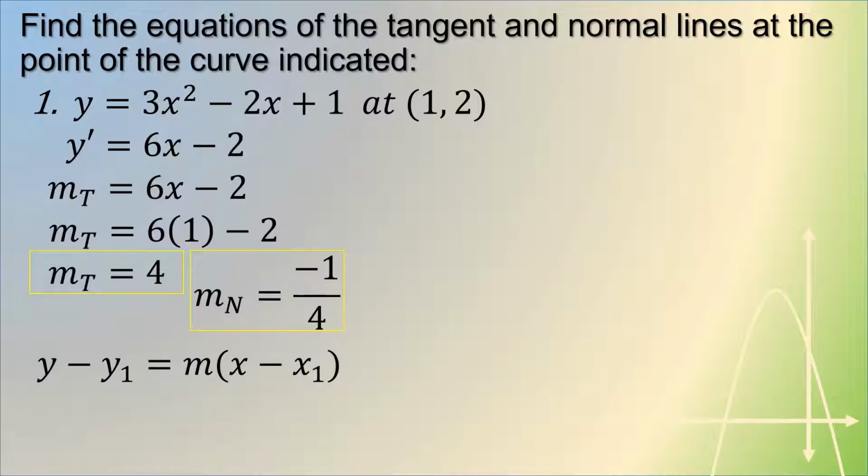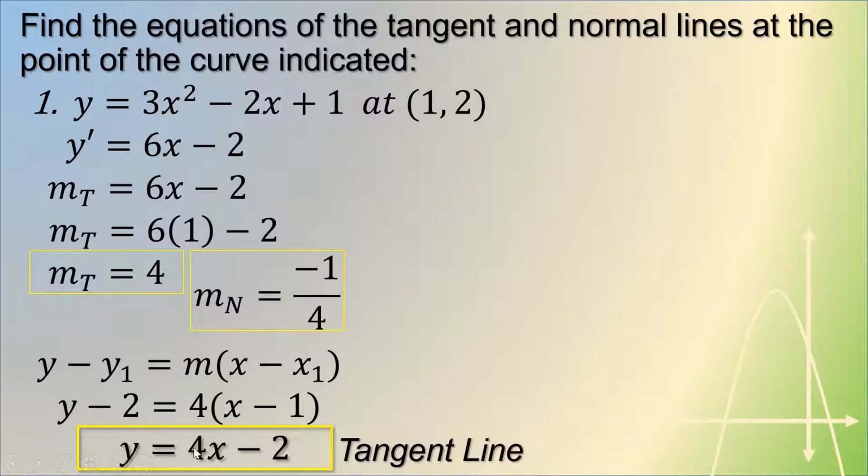And then, finding the equation of our tangent line using the point slope form. So, y minus 2 is equal to 4 times x minus 1. y1 is equal to 2, our coordinate given. And our slope for the tangent line is equal to 4. And our x coordinate given, ulit, that is equal to 1. And then simplifying, y is equal to 4x minus 2. This is the equation of our tangent line.